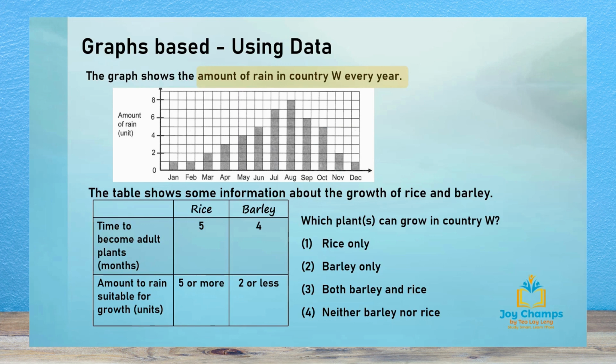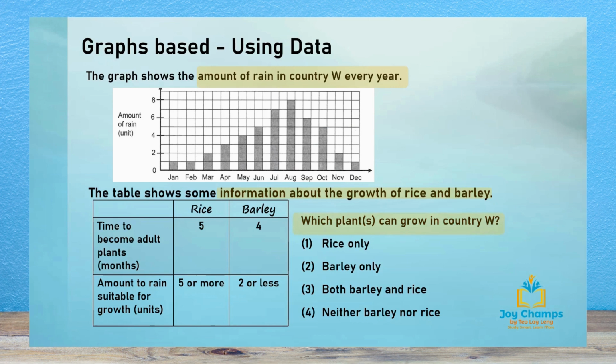Second piece of information that is very important in this question is the graph. So we need to know that the information provided in the table actually shows the amount of time required for the rice as well as the barley to mature and the amount of rainwater that it requires. Now, then what is the question? The question asked for this is, which plant can grow in country W?